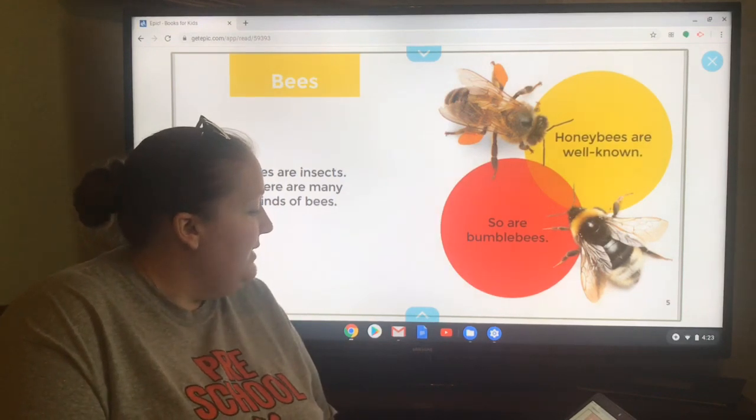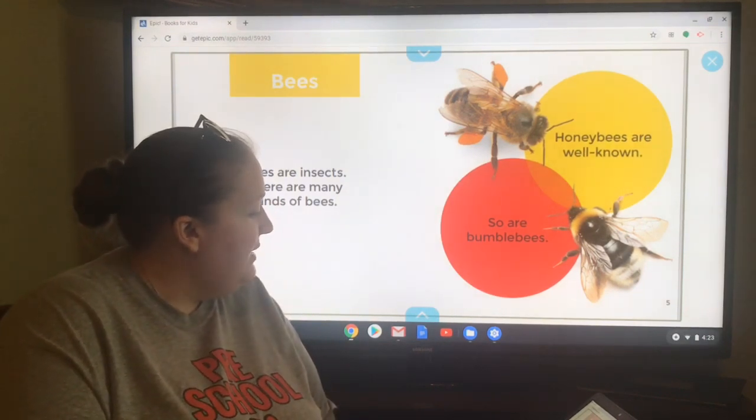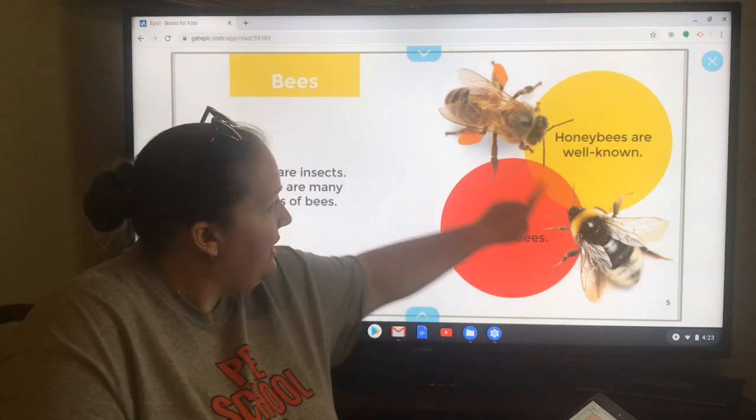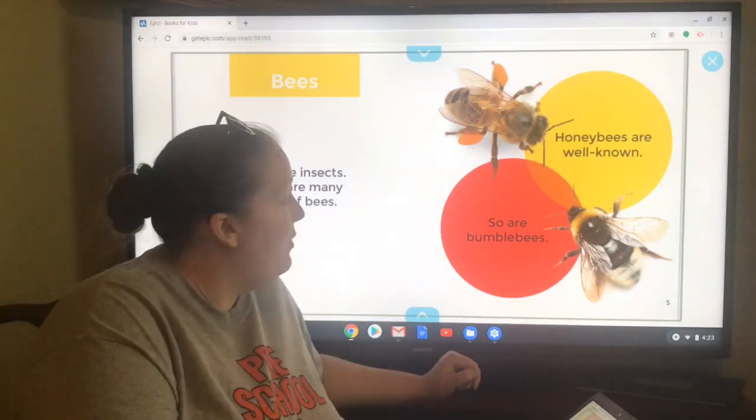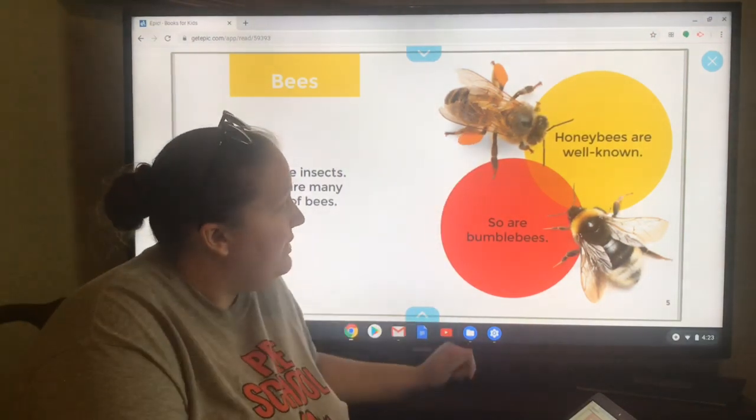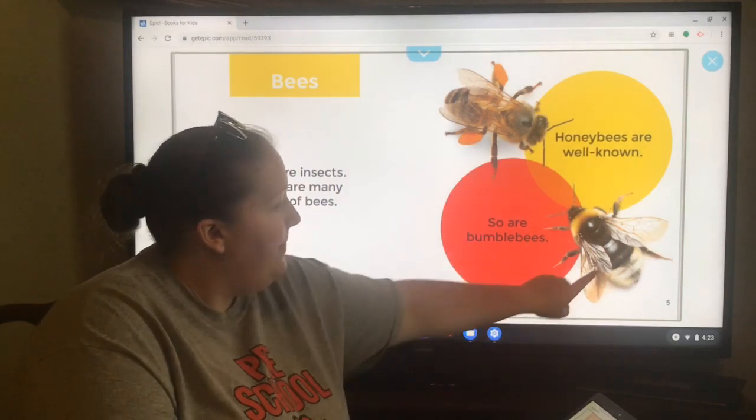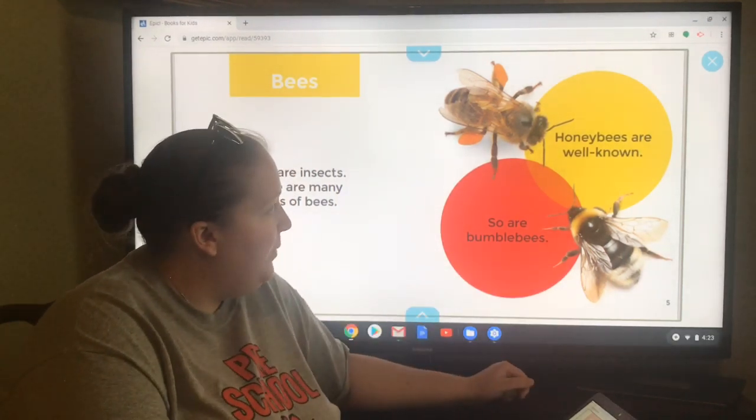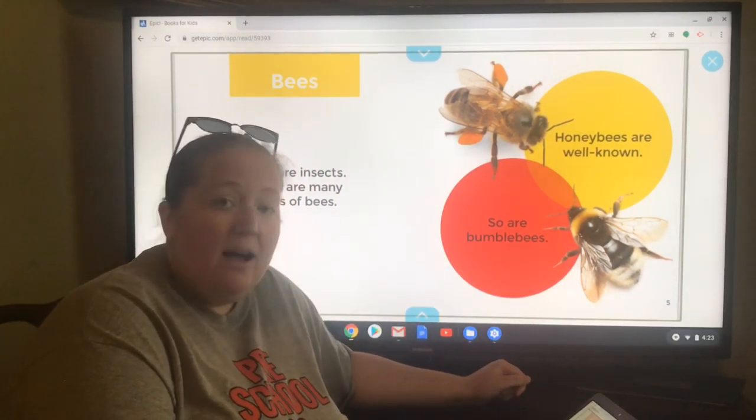Bees are insects. There are many kinds of bees. So here's two types of bees that maybe you've seen before. This is called a honeybee, and this is called a bumblebee. They are very common types of bees.